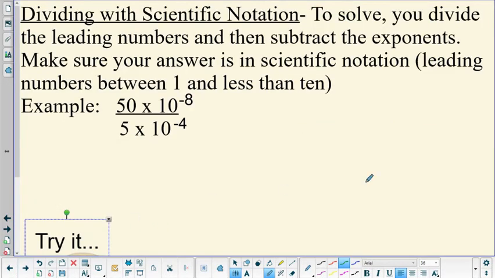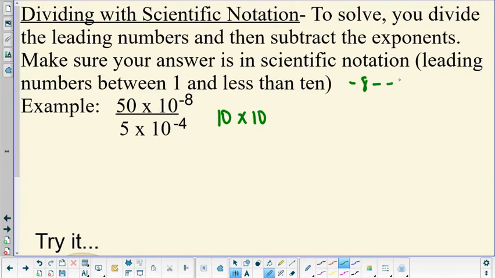All right, so now we come to dividing. For dividing, you have to divide the leading digits, so the ones that are in the front, and then you subtract the exponents. This is just like the quotient rule that we talked about. So in this example here, we have to divide 50 divided by 5. Well, 50 divided by 5 is 10. And then we have to subtract these exponents. So I'm still going to have the times 10 part, but negative 8 minus negative 4.